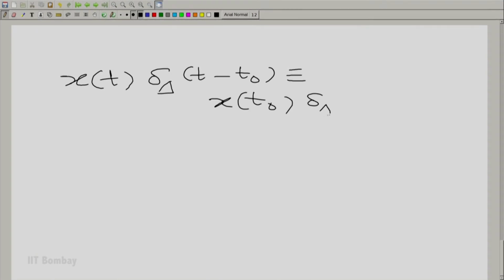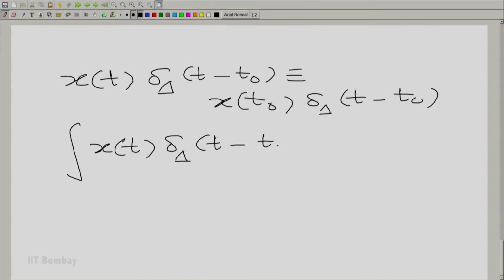Now, we could understand it in a slightly different way. We've also written an intermediate step there. Let us write it again. We wrote down x of t delta capital delta t minus t0 is equivalent to x of t0 delta capital delta t minus t0. And then we said that when we integrate x of t delta capital delta t minus t0 dt, we get x of t0.